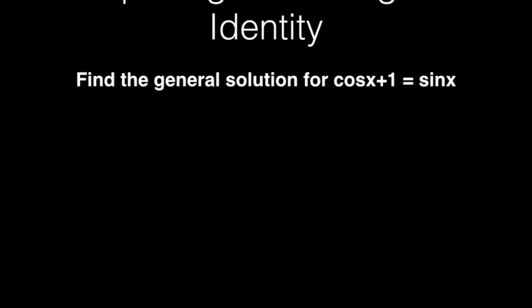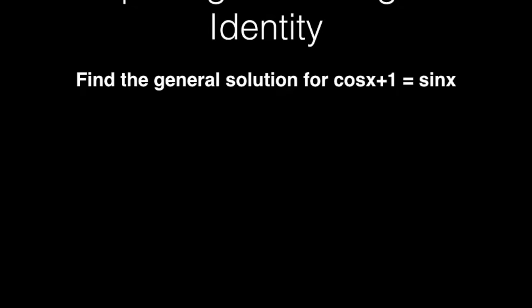So when we first look at this equation, there seems to be really no approach. There's no squared, so we can't use a quadratic equation. And we can't seem to use a double angle formula either. But let's try squaring both sides of the equation. So let's square cosine x plus 1, and let's square sine x.